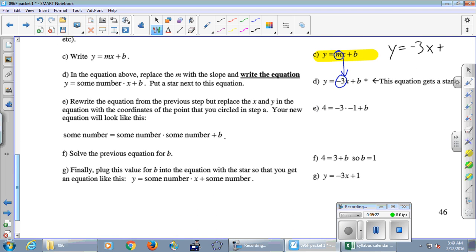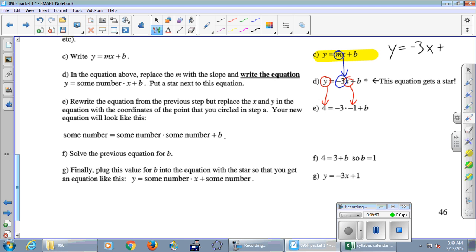All right, so we'll put a little star here just to make it easy to refer to. It says rewrite the equation from the previous step, but replace the x and the y in the equation with coordinates of the point that you circled in step A. So we circled one of those points. It was, what was it? Negative 1, 4. Good. So we're just going to change the x to negative 1, and we're going to change the y to 4, and we're going to copy everything else. Lots of math is about making 1 or 2 small changes, and then copying everything else. That's what we've done here.